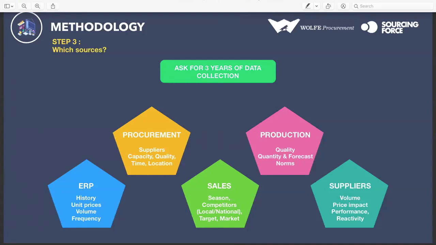Generally speaking, we would recommend asking for 3 years worth of data just to be able to build on history, identify trends in terms of buying behavior, spending patterns, and those types of things.